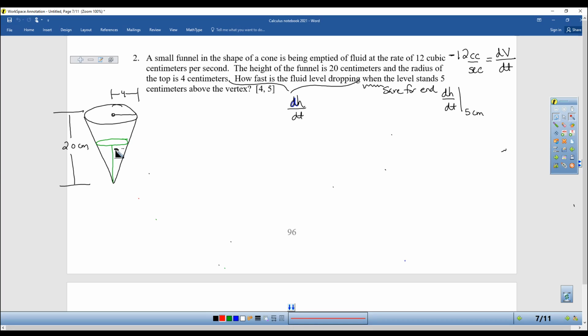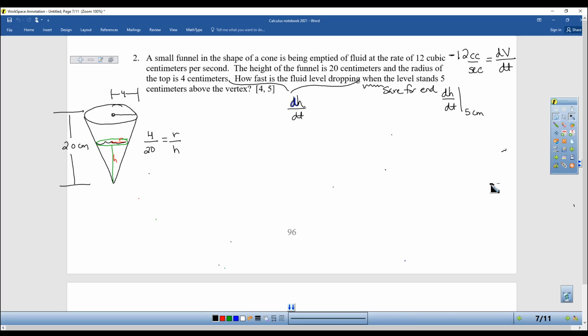So how fast is the fluid level dropping? We're going to measure h, and it has its own r. So they are similar. 4 is to 20 on the original funnel. But if the water is only this high, then it has a radius and a height that will be similar to the overall funnel. So we have now a constraint added into the mix. Now let's see, what do we have? We have dH dt, so we've identified that variable.